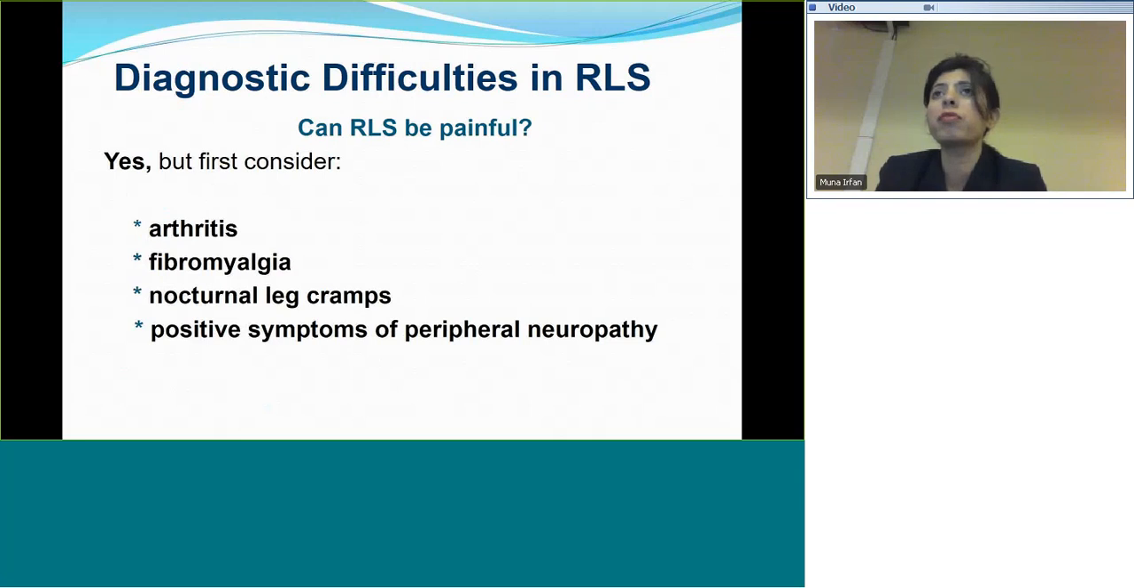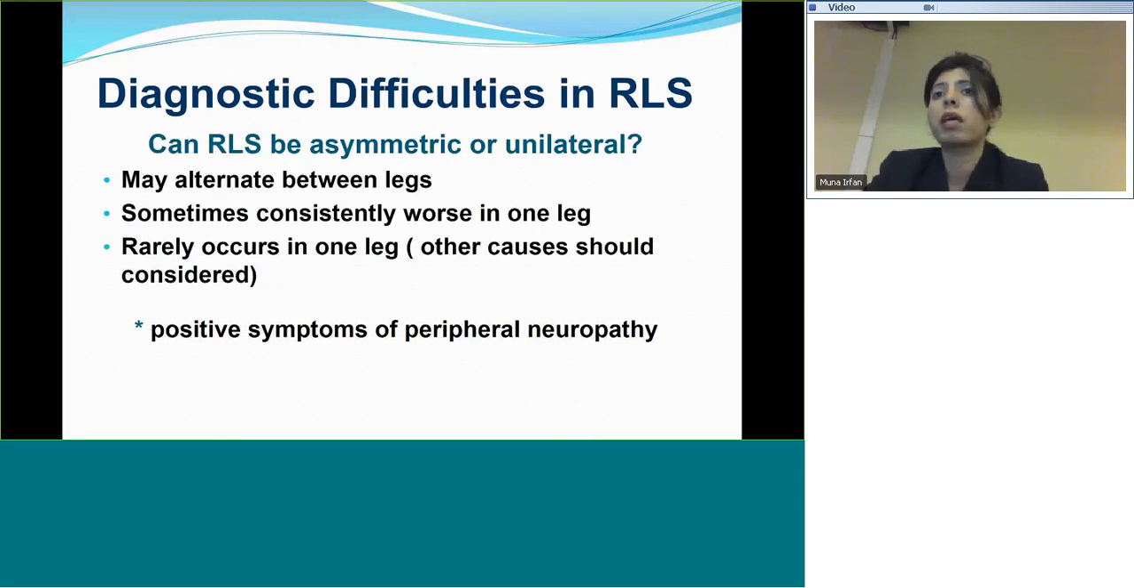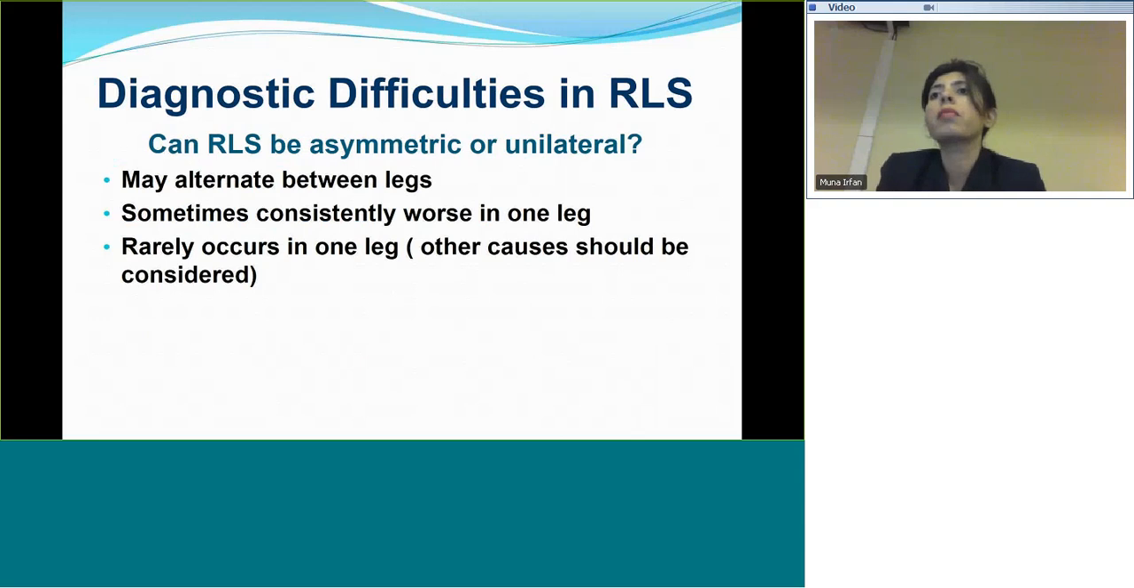What are the positive symptoms of peripheral neuropathy? So numbness, tingling, paresthesias, dysesthesias, those would be the symptoms. So we have to make sure that we have looked carefully at the other differential diagnoses.